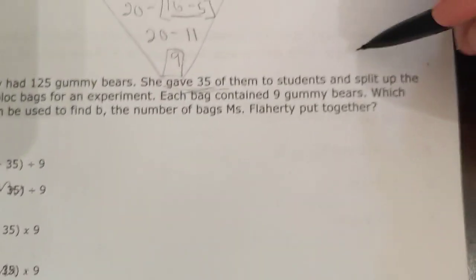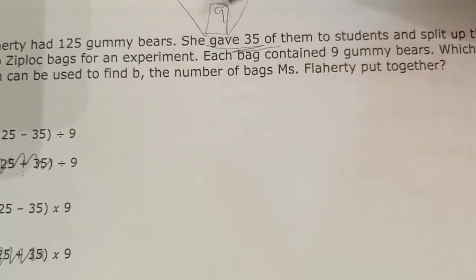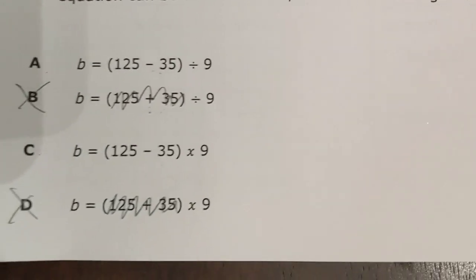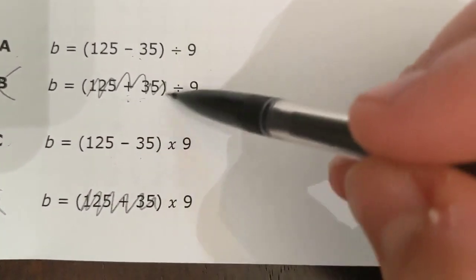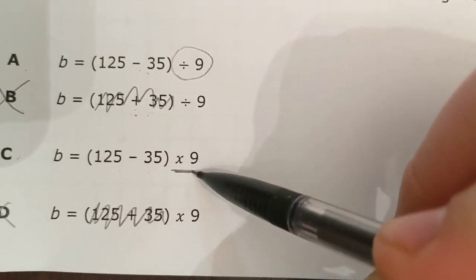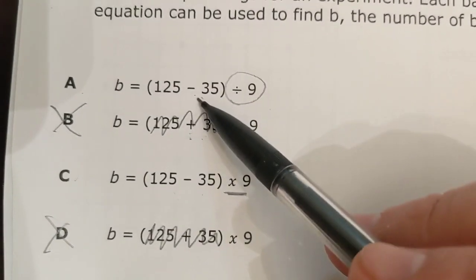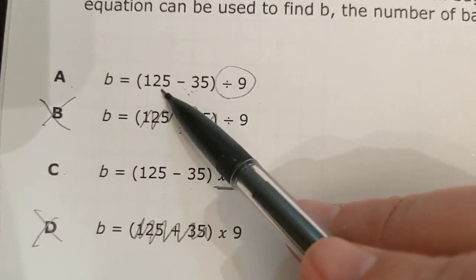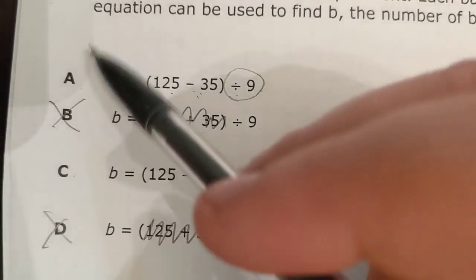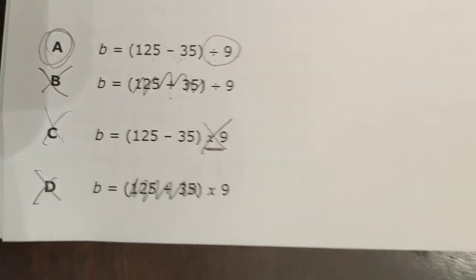The next thing that we see on the problem says that she split up the rest into Ziploc bags for experiments. And each bag contained 9 gummy bears. So that means she's splitting them up. That means division. So if you look right here, the only one that has division between A and C is going to be this one. This one is multiplying times 9. That means she's getting more and more and more. That's not what she's doing. She's dividing what she has left after taking the 35 away from the 125, into 9 different bags, right? Or into groups of 9. There we go. So my answer A would be the correct answer. This one doesn't work. All right.